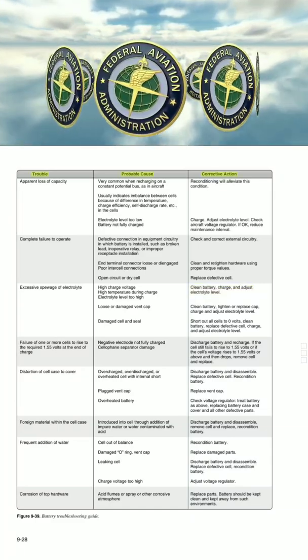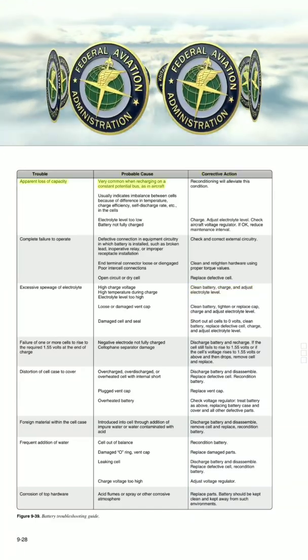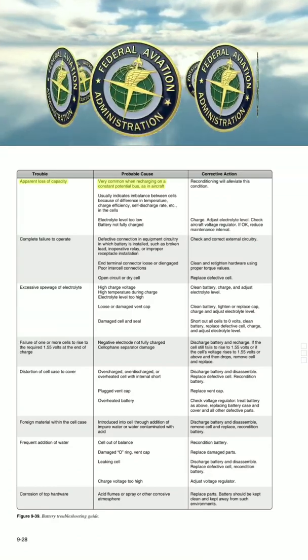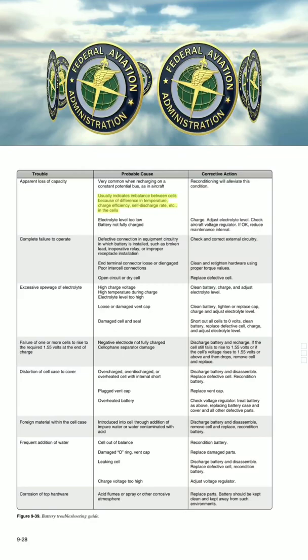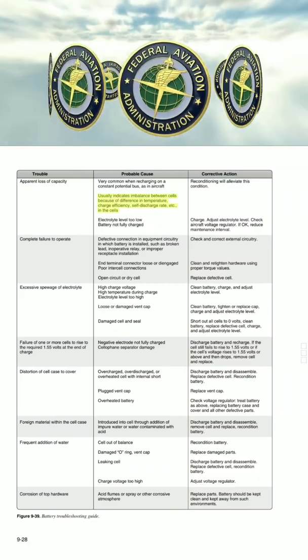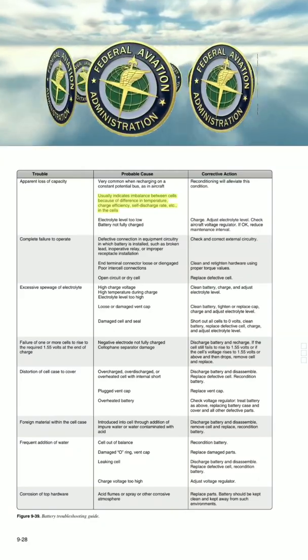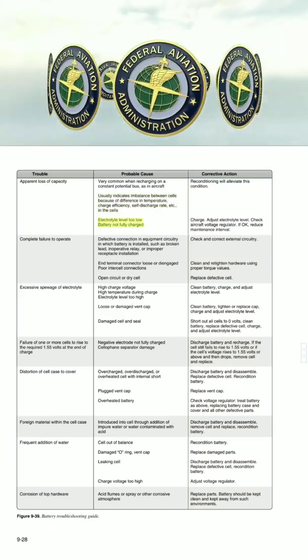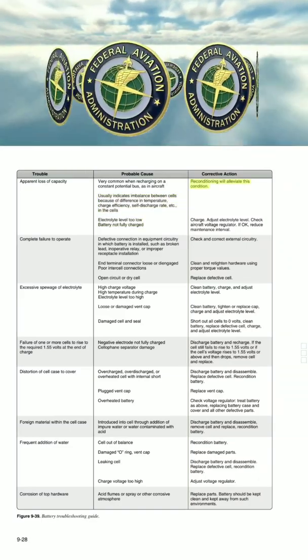Trouble, probable cause, corrective action. Apparent loss of capacity, very common when recharging on a constant potential bus, as in an aircraft. Usually indicates imbalance between cells because of differences in temperature, charge efficiency, self-discharge rate, etc., in the cells. Electrolyte level too low, battery not fully charged. Reconditioning will alleviate this condition.